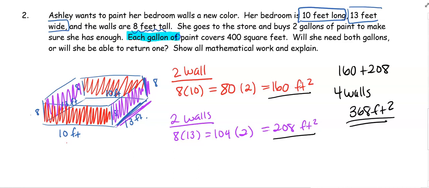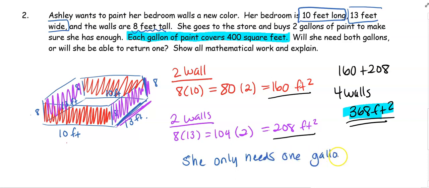Each gallon of paint covers 400 square feet. So if she gets 1 gallon of paint and covers 400 square feet, how many gallons does she need? Well, she's only painting 368. 1 gallon itself covers 400. So in this case, she only needs 1 gallon. So she bought 2 gallons. Will she need both, or will she be able to return one? She only needs 1 gallon. She can return one.